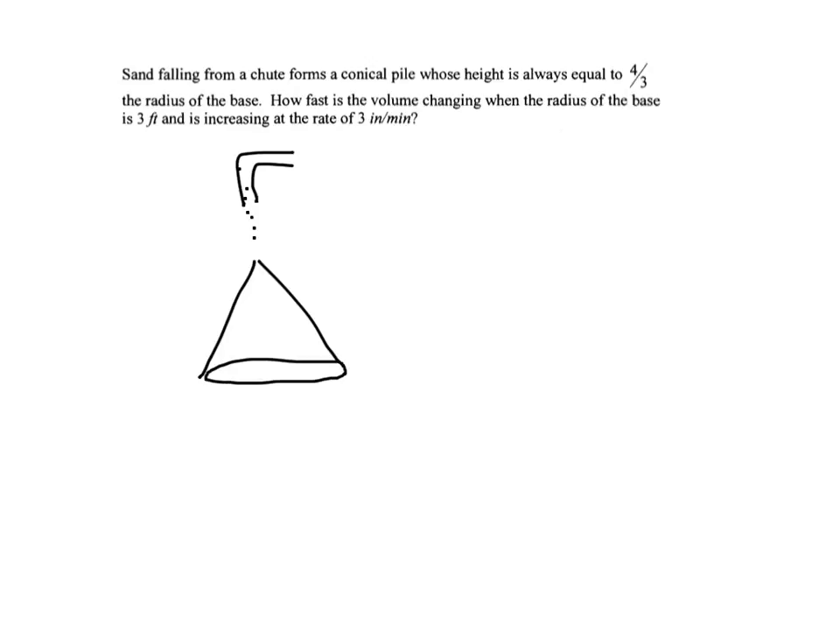And now it describes whose height is. So to me, I read h equals. Height is equal to 4/3 the radius of the base. Okay, so I'm saying the height is 4/3 the radius.